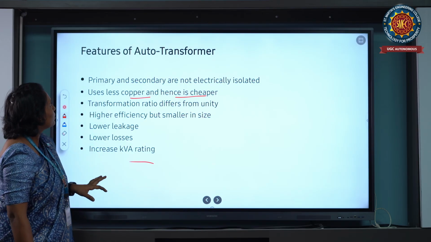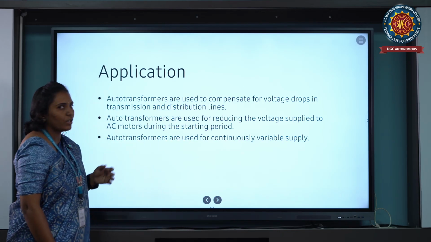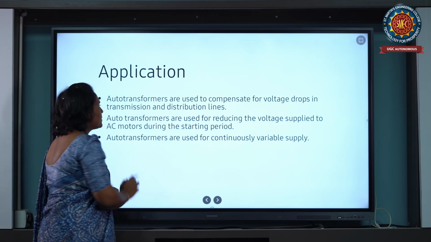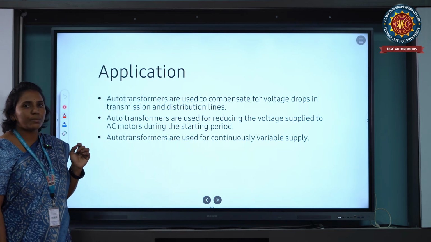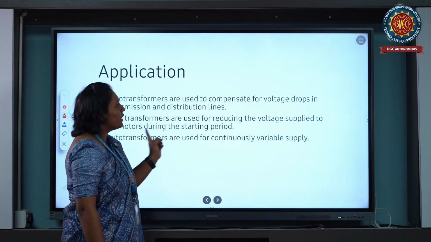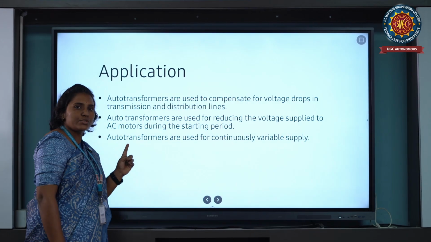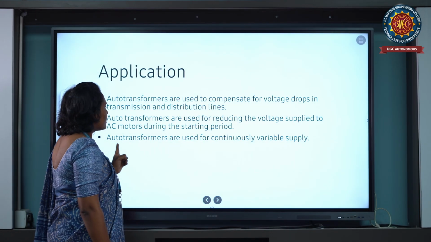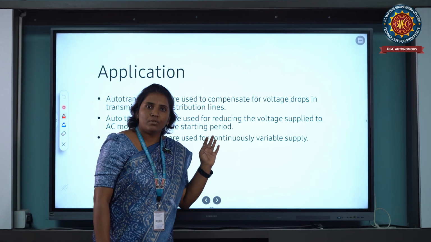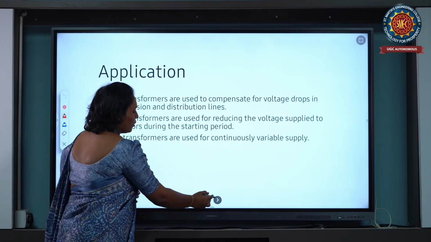Next, coming to the applications: auto transformers are used to compensate the voltage drops in transmission and distribution lines. Auto transformers are used to reduce the voltage supplied to AC motors during the starting period. Auto transformers are also used in continuously variable supply. So these are the applications of the auto transformer.